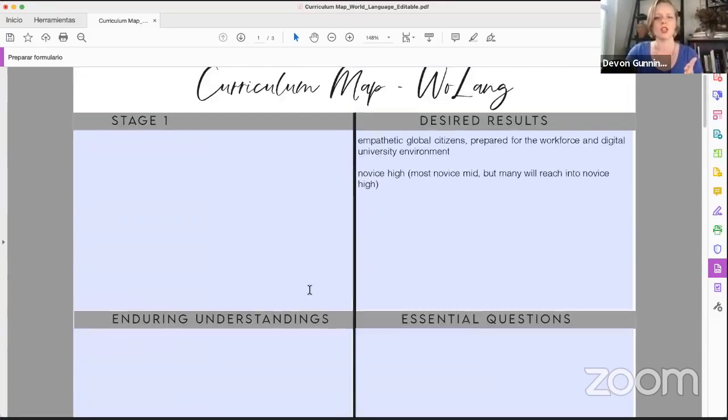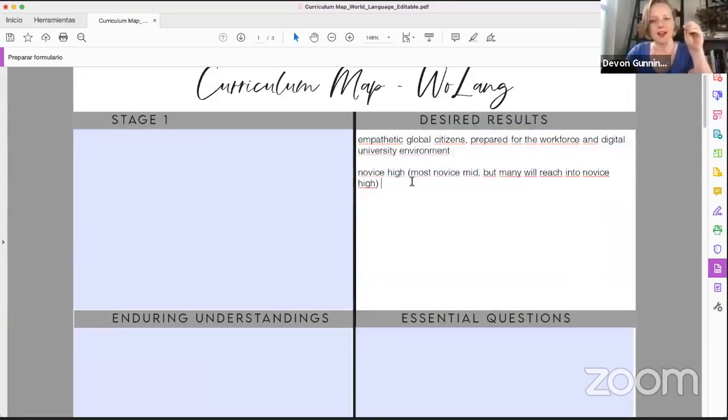So make sure that you keep your eyes on the prize. My desired result is that they will be novice high speakers, and that means that some things are going to have to get cut because we're focusing in on language. Do not misconstrue that with the idea that culture is not going to get touched. That's quite the opposite. It just means that you have a different approach to it.